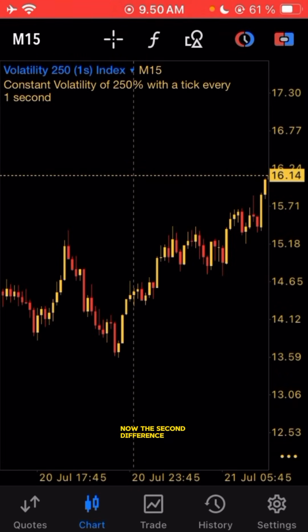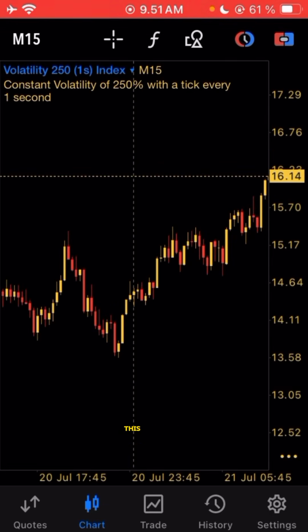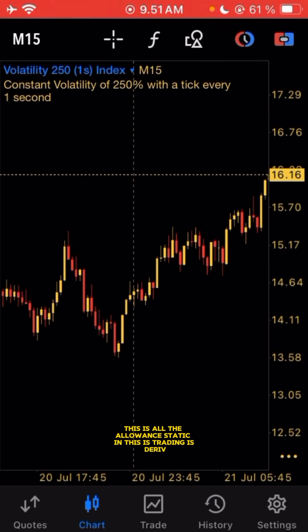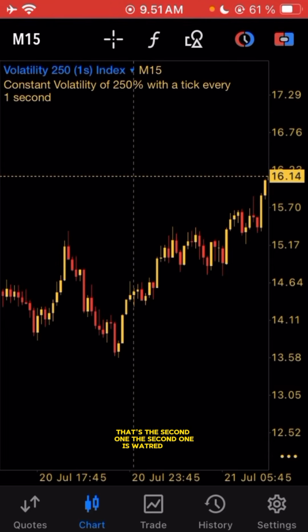Now the second difference is brokers. For forex pairs they have a lot of different brokers, but for synthetic indices they have few brokers. So the two brokers that currently allow synthetic indices trading are, the first one is Deriv, and the second is Where Trade. Okay, that's the second one.